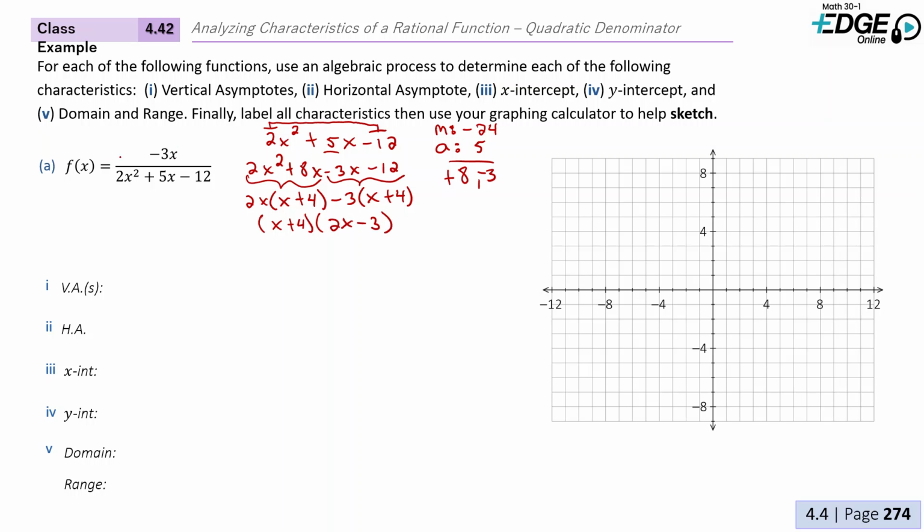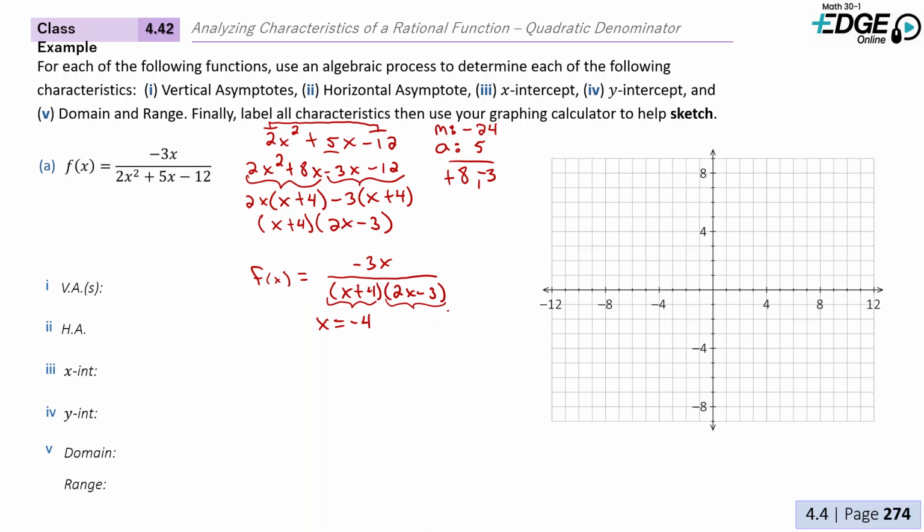So now let's write out our function again just with our factors instead. So we'll write this as f of x is equal to negative 3x over x plus 4 times 2x minus 3. All right, so now it's asking for the vertical asymptotes. So the vertical asymptotes we can actually see from looking at the denominator. So in the first one here, this would really be at x is equal to negative 4.